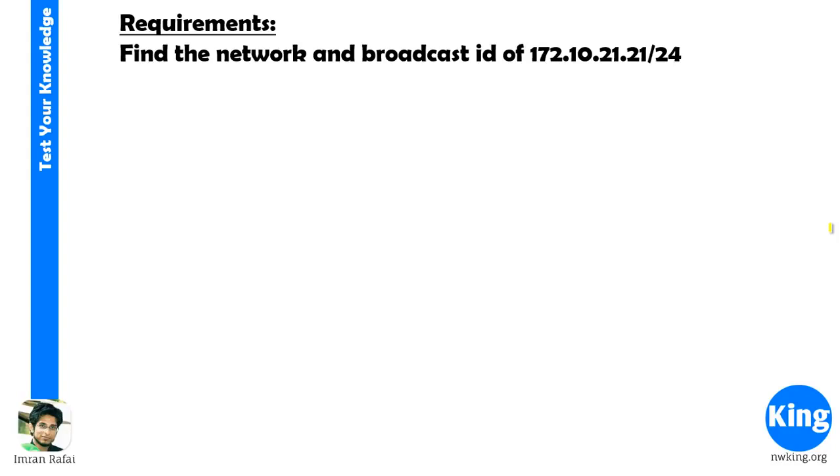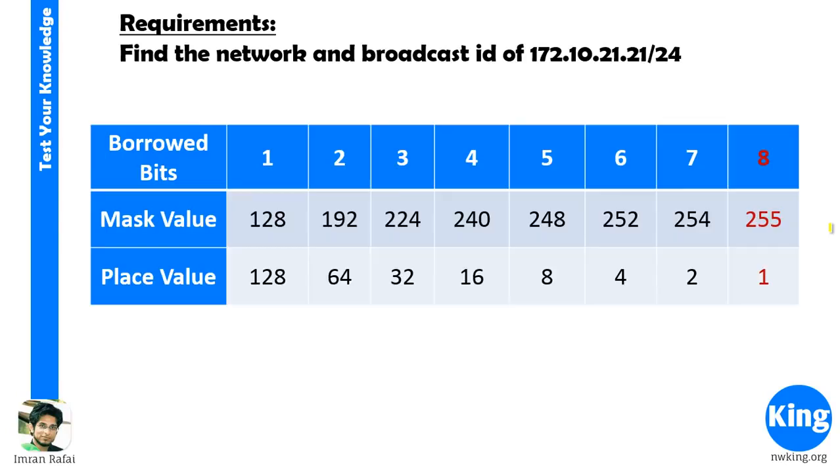That means the 8 bits in excess of 16 have been borrowed. So the 24th bit comes in the 3rd octet. If you count /24, the 24th bit comes in the 3rd octet, right? And the place value is 1. That means we need to add 1 to the 3rd octet to keep getting subsequent network IDs. What is the first network ID?